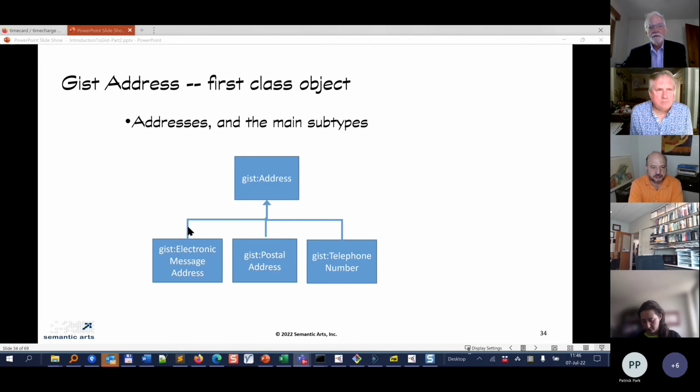So what kind of addresses are there in gist? We have electronic message addresses, for example your email address, and postal addresses, which are the most common address we find. A telephone number is not obviously an address in everyday parlance, but when you think about it ontologically, you realize it's actually a way to communicate, a way to get information to this person, a text message or a phone call. So it is really an address.